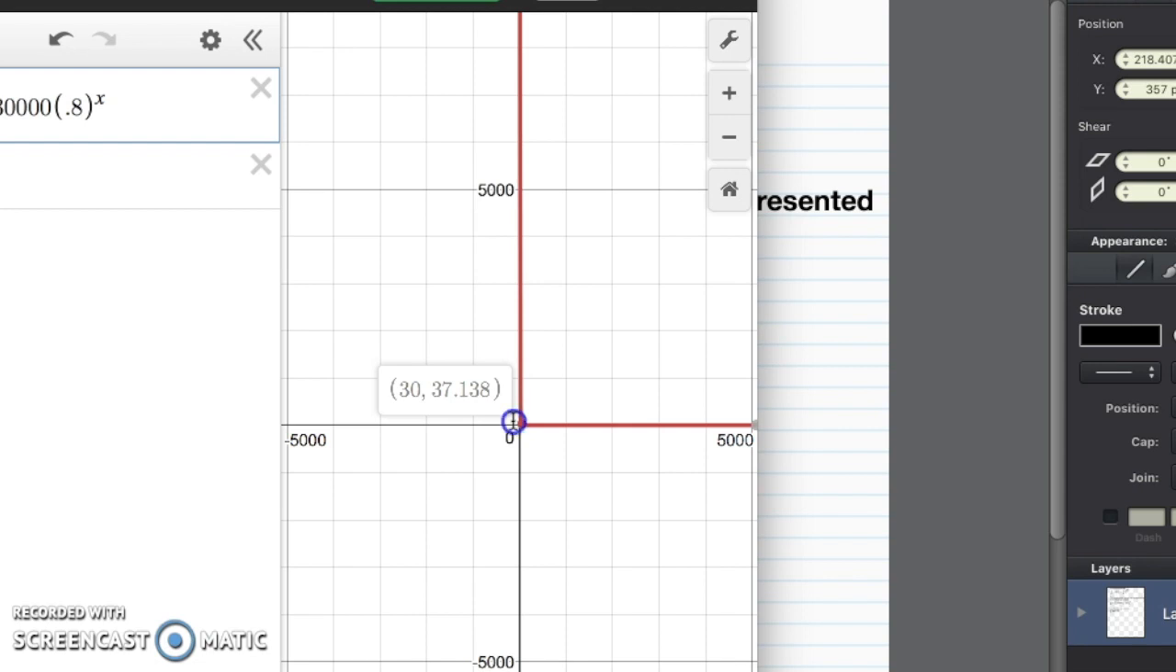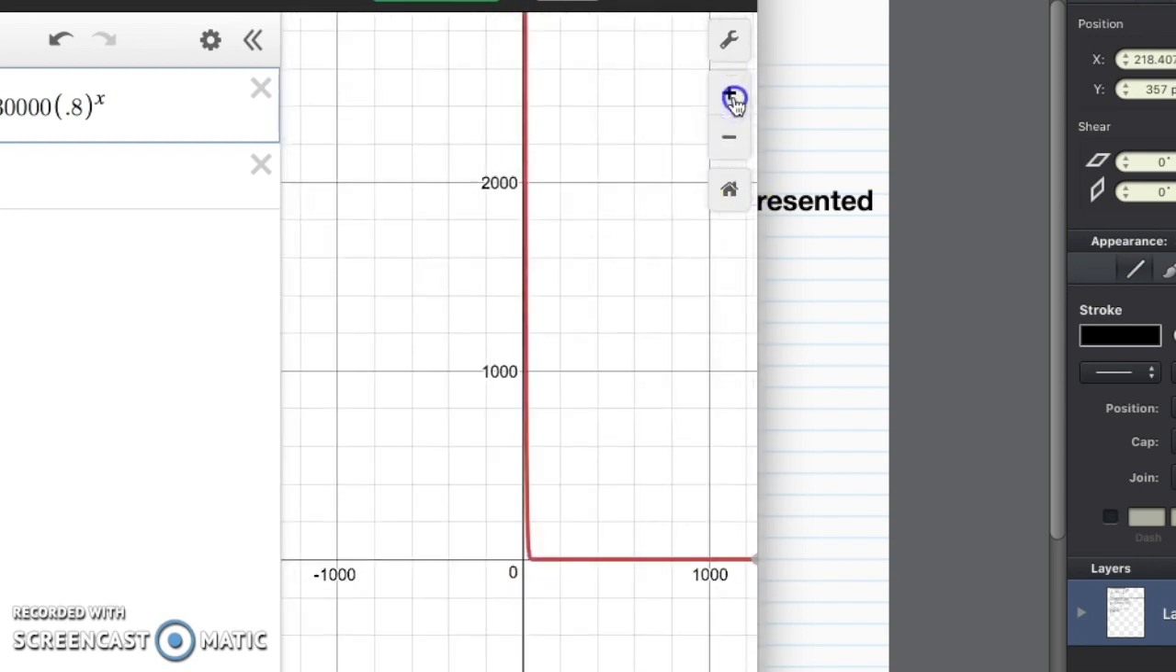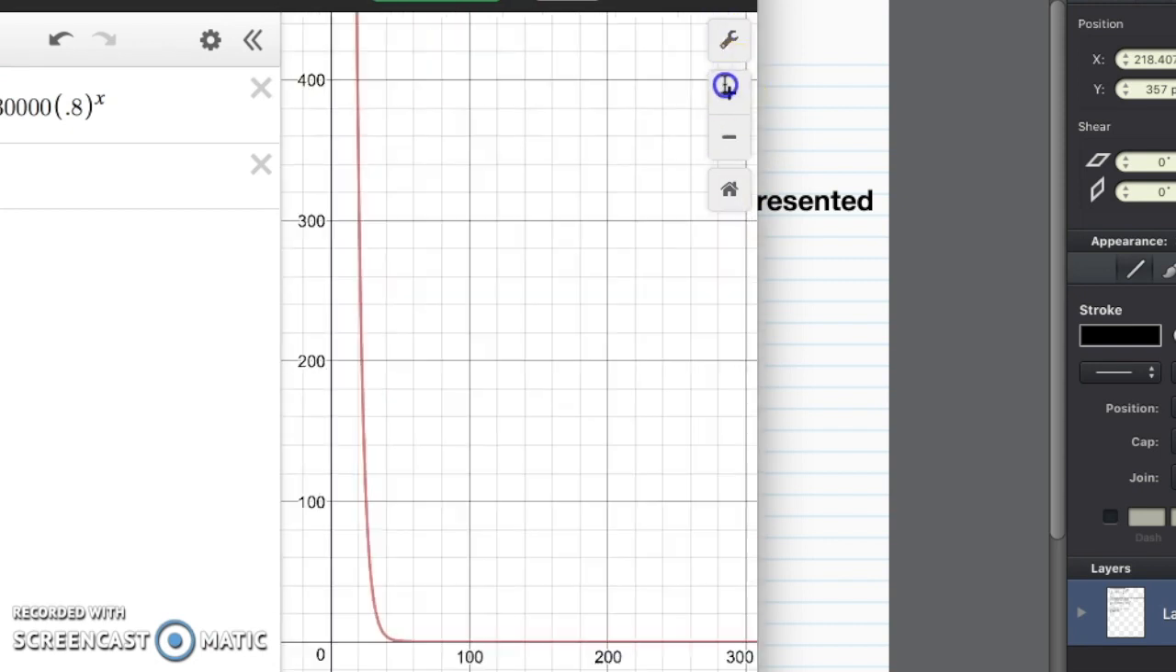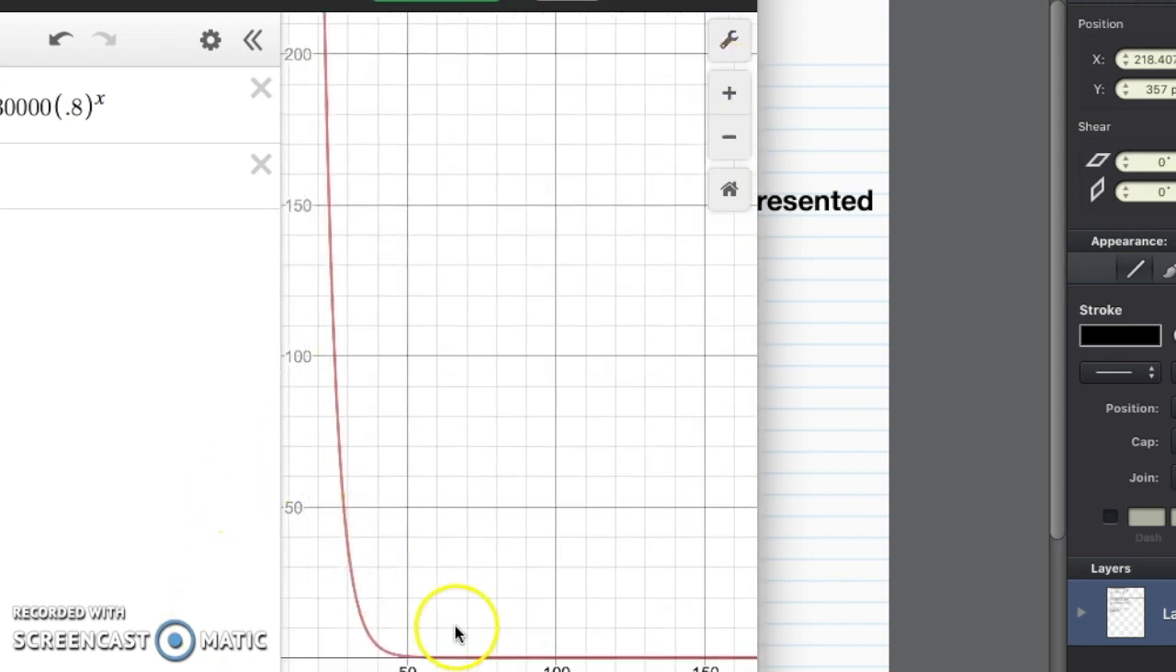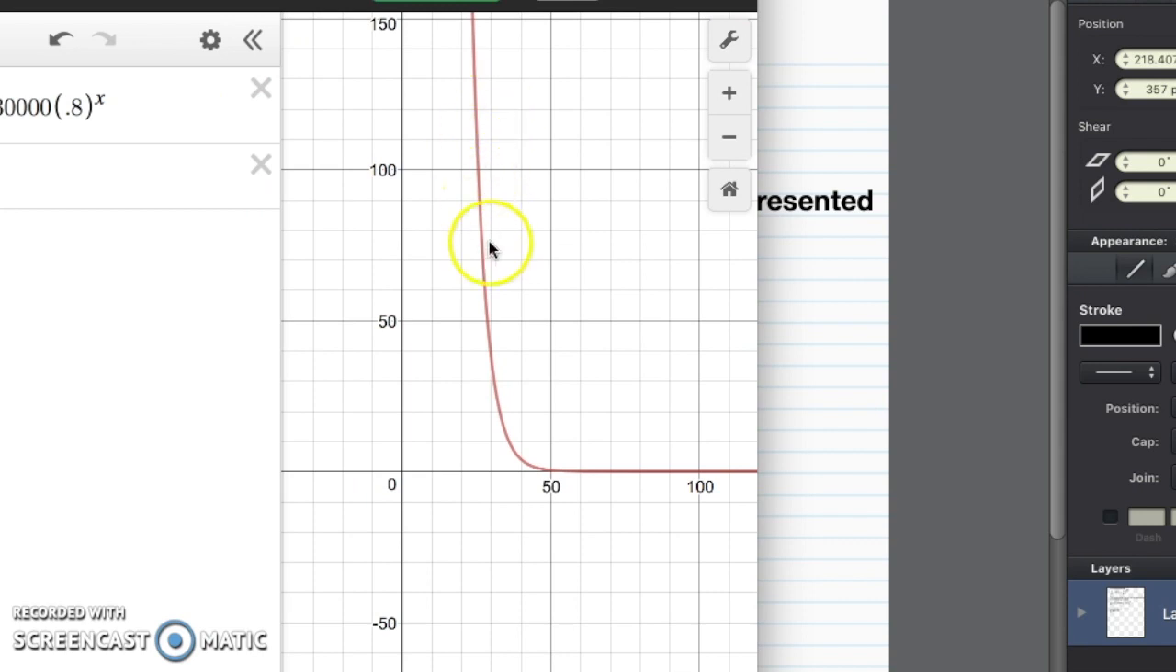Can barely buy a tank of gas for that much. So we could see that this graph decreases very rapidly, right? If we zoom out enough, it almost looks like a straight line, but no, it does have some curve to it. Zoom in a little bit. So it does have some curve to it. It's just that once it gets to a certain point, it just really decreases in value, okay?